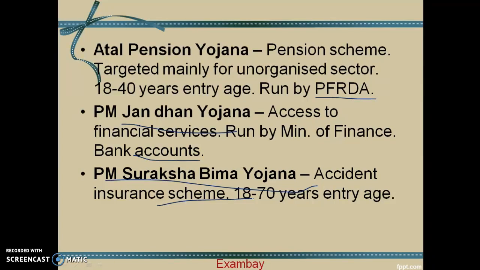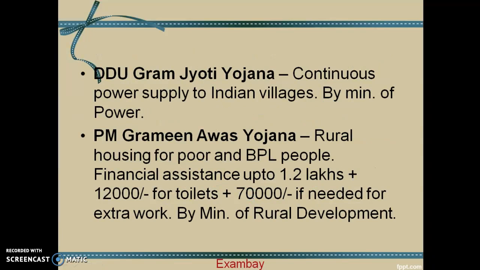Some of you or many of you might be enrolled in this scheme. I am enrolled in this scheme actually. So 2 lakh on death and 1 lakh on partial permanent disability. Then we have Deen Dayal Upadhyay Gram Jyoti Yojana. This is by the Ministry of Power.